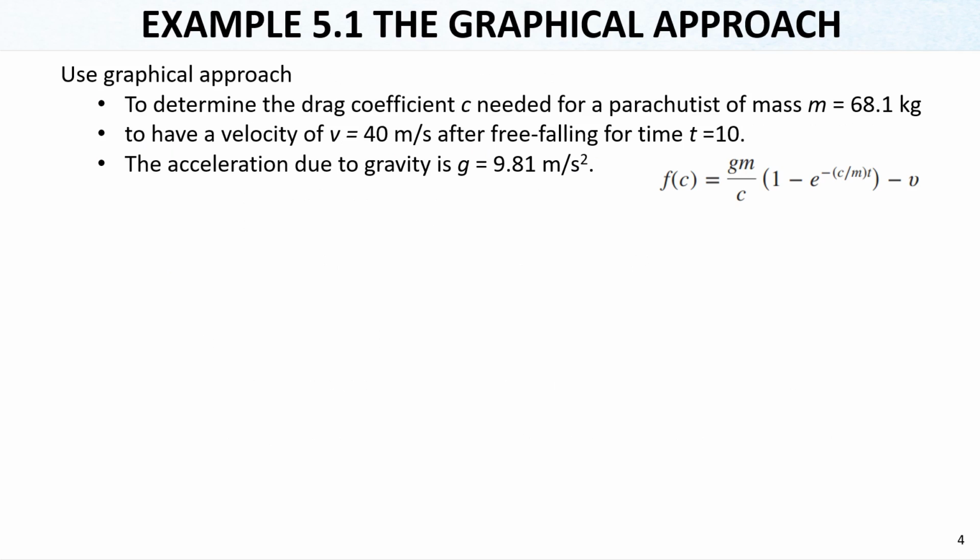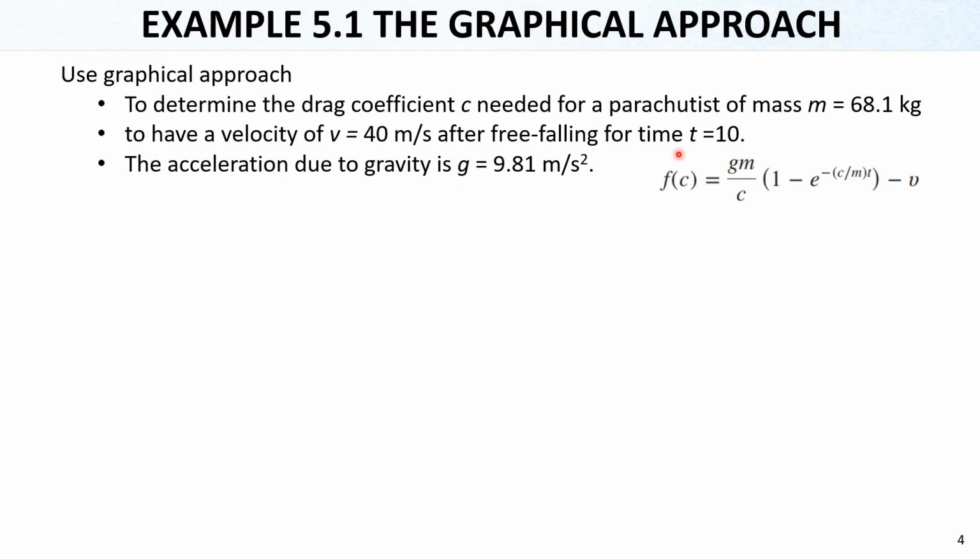Now we will have an example to show the graphical approach to find the roots of an equation, and basically we will solve the parachutist example. Earlier, when explaining implicit functions, we mentioned that the coefficient c in this equation cannot be isolated. That's why this is an implicit equation, and we need numerical methods to solve this equation for c. Here we want to solve for c as an example using the graphical approach.